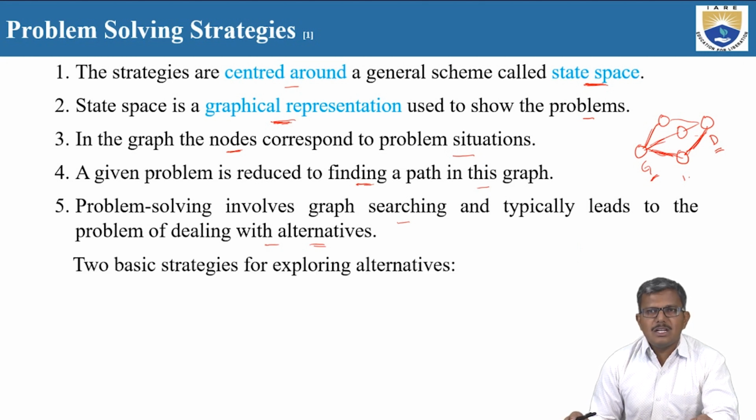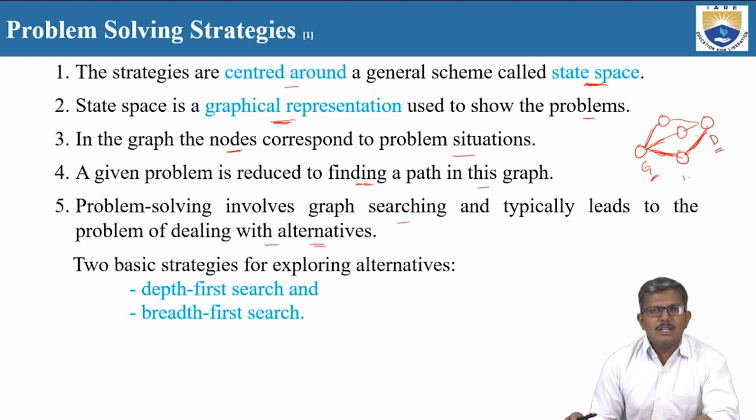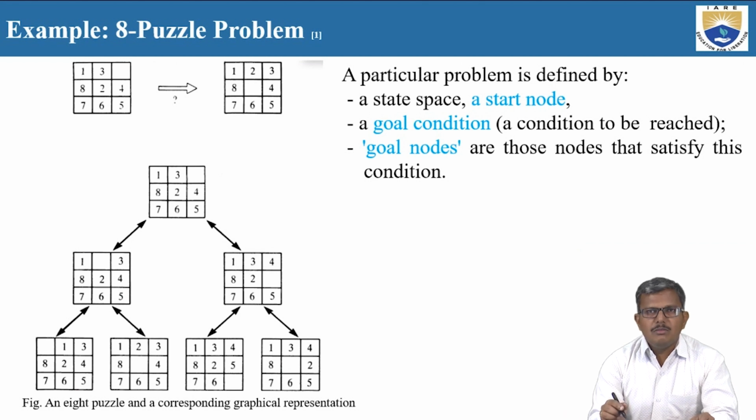So two basic strategies are there for exploring these alternatives. What is that? One is called depth first search and another one is called breadth first search. So we will try to see breadth first search and depth first search with examples. We will try to understand this with a puzzle problem.